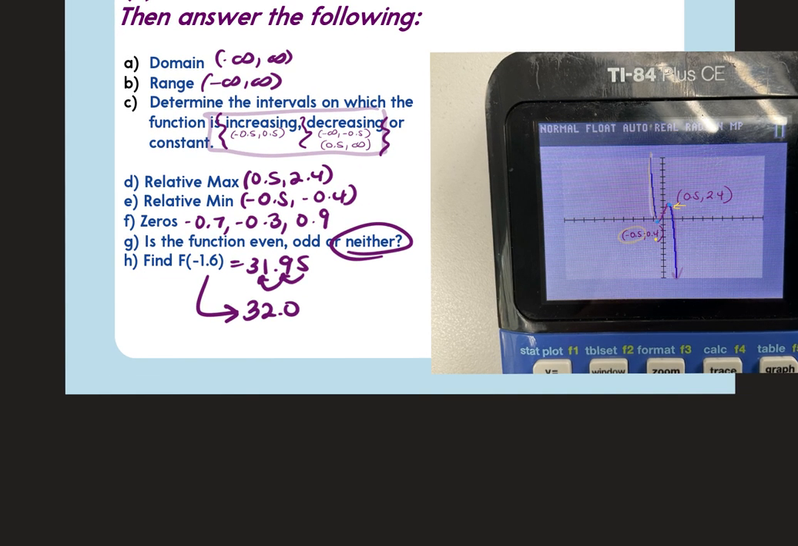And then the value, and this should be one of the easiest questions you have to answer. You're going second calc, go to value, type in that negative 1.6. It was 31.9555, whatever. That 5 would bump the 9, would bump the 1. If you were rounding this to 1 decimal place, this would have been 32.